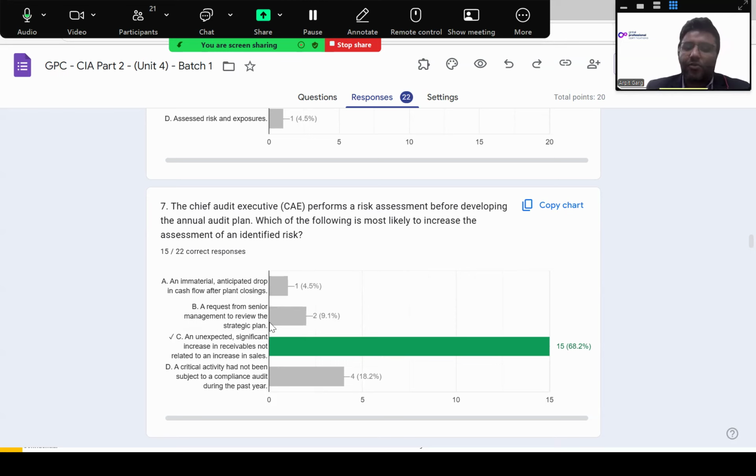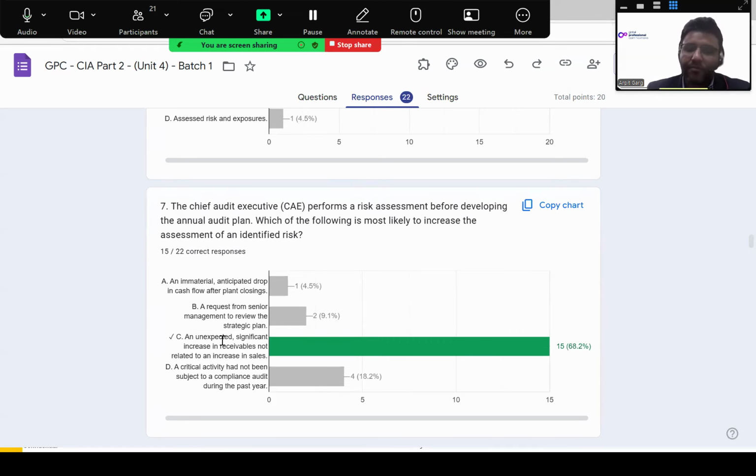Request from senior management to review the strategic plan. If the senior management has requested you to review the strategic plan, will that increase the risk? Or an unexpected significant increase in receivables not related to an increase in sales? So there's an unexpected significant increase in receivables. Suddenly your AR has increased and the sales has not increased. In that case, do you think the assessed risk has increased?